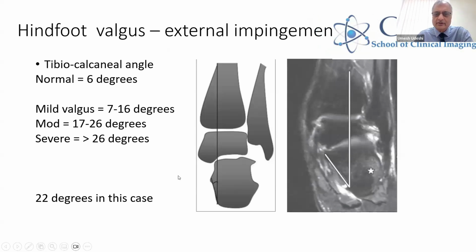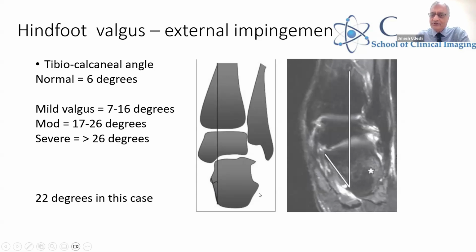The other alignment we should look at is whether we've got hindfoot valgus or varus. We do that on a coronal view, by drawing a straight line through the long axis of the tibia and assessing the angle between it and the medial border of the calcaneum. Normal is about 6 degrees. Here's an abnormal example, and in this particular example that angle is 22 degrees. So mild valgus is 7 to 16 degrees, moderate 17 to 26, and severe is more than 26.